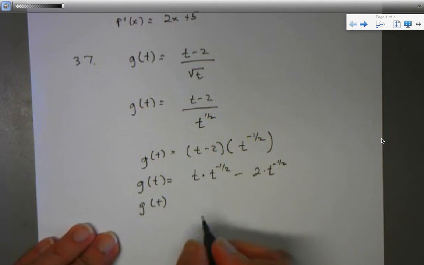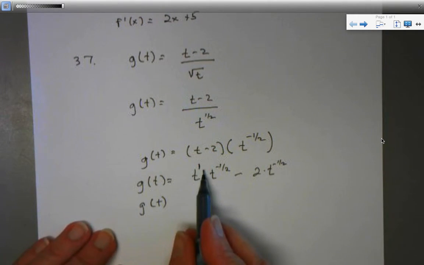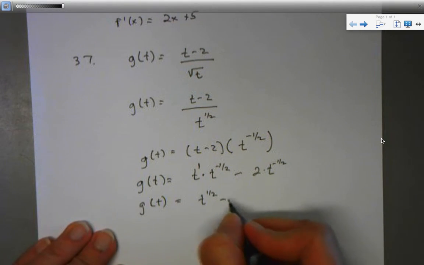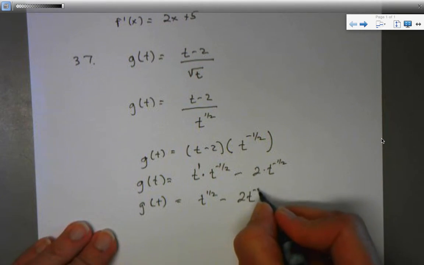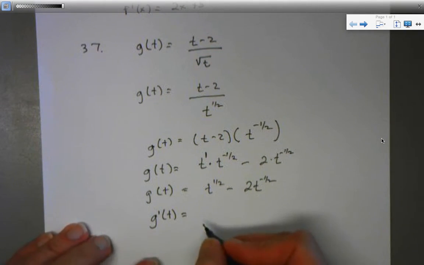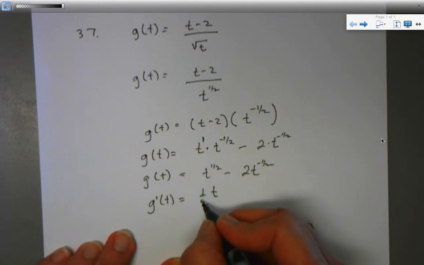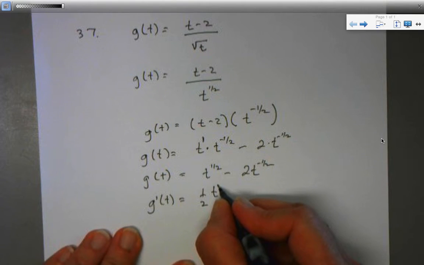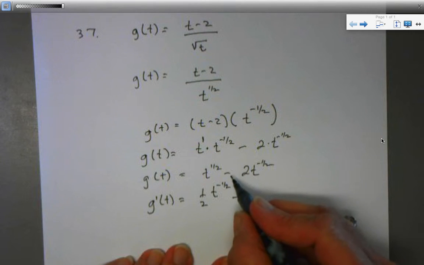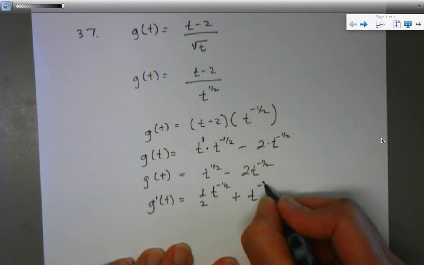And when you multiply like bases, you add their exponents. So 1 plus negative 1/2 is 1/2. And I just multiply the t to the negative 1/2 to the 2. Now I'm ready to take the derivative. All right, so take down the exponent, multiply by the coefficient, subtract 1 from the exponent, and negative times a negative makes a positive, and subtract 1.